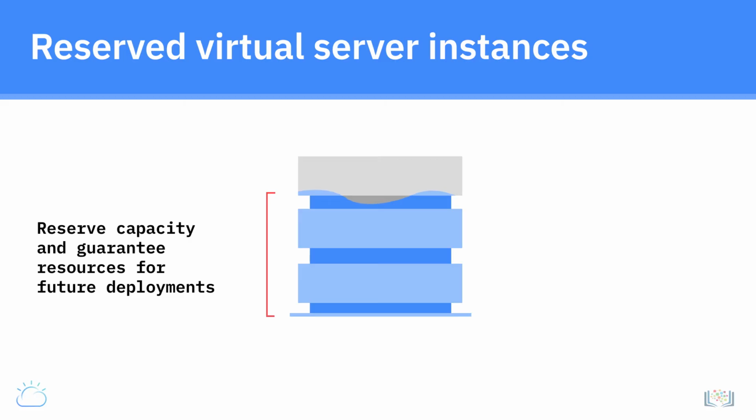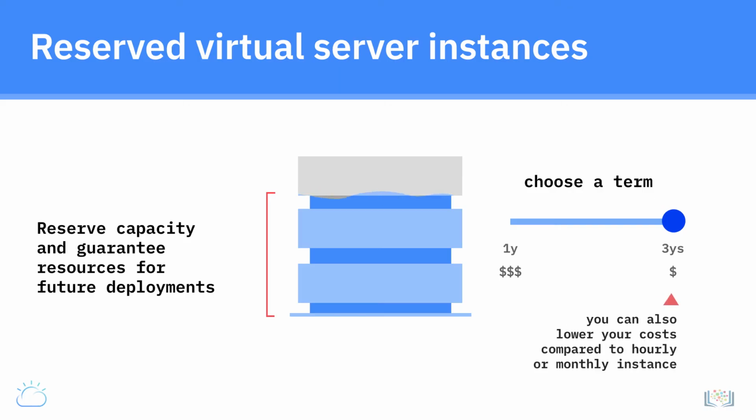You reserve the desired amount of virtual server capacity, provision instances from that capacity when you need them, and choose a term, such as 1 year or 3 years, for your reserved capacity. You're guaranteed this capacity within the data center of your choice for the life of the contract term. By committing to a longer term, you can also lower your costs compared to hourly or monthly instances.